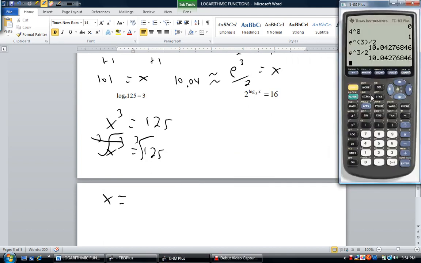If you don't know how to use your calculator, your math key has a cube root. But I'm going to show you something. You can also do it this way. You hit 3 math and then 4. Well, nope, wrong one. 3 math 5. So that 3 takes the place of that x. So the cube root of 125 is 5.